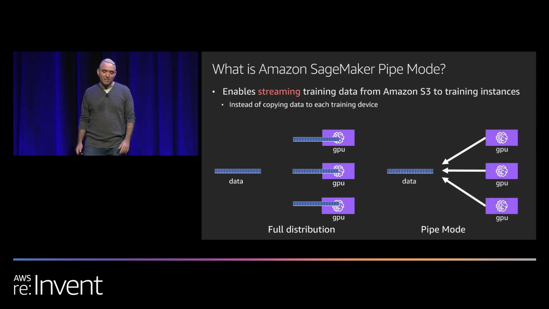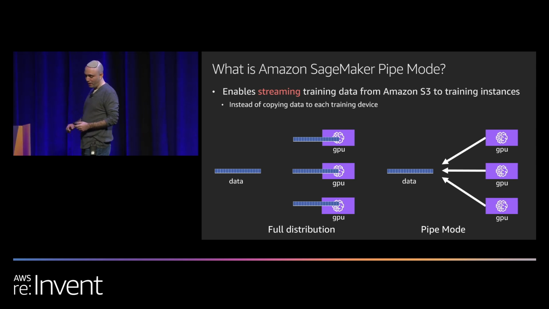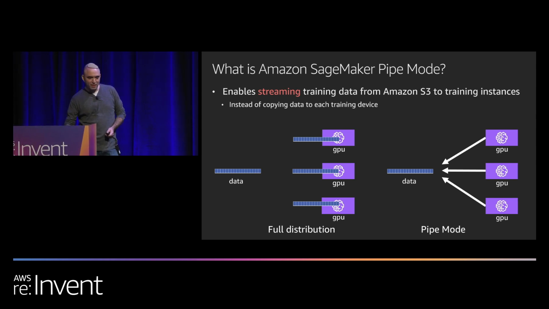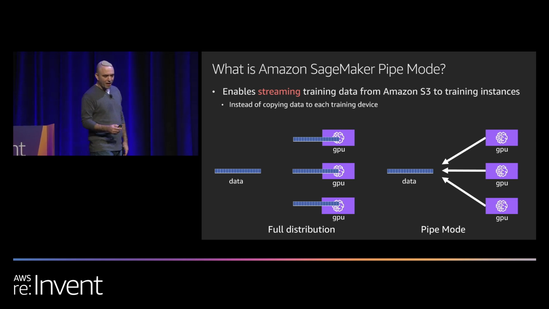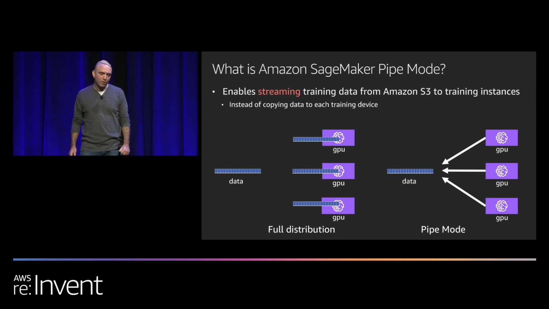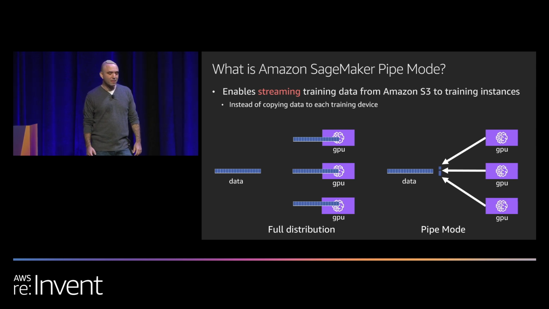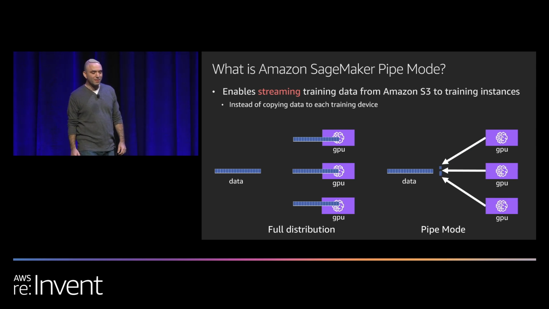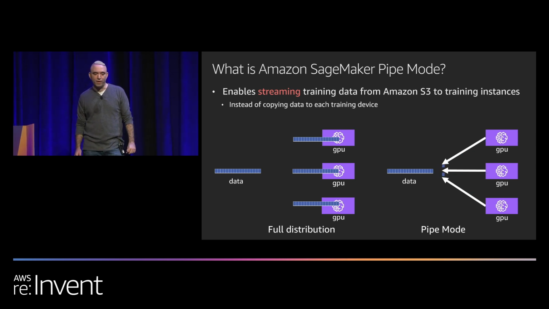SageMaker pipe mode avoids this by essentially feeding the data directly from S3 into the algorithm as it is needed. This is shown in this nifty little graphic. Our data is stored in one location in S3. One or more training sessions are configured to point to it, and start to pull the data via the pipes directly into the training algorithm as it is needed. No local storage required.